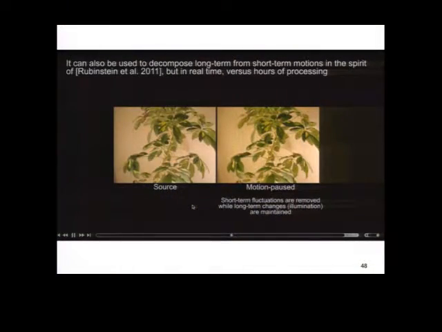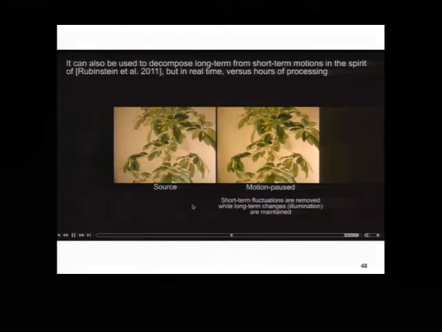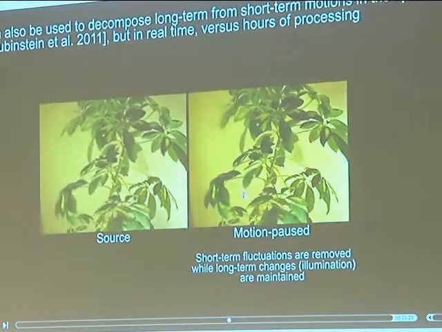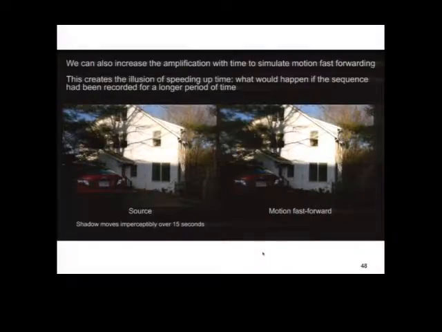And again, here's another one. This is the time lapse of wiggling plants over time, and then motion paused is on the right. Okay, that's motion pause. Now we can also do another method we call fast forward.